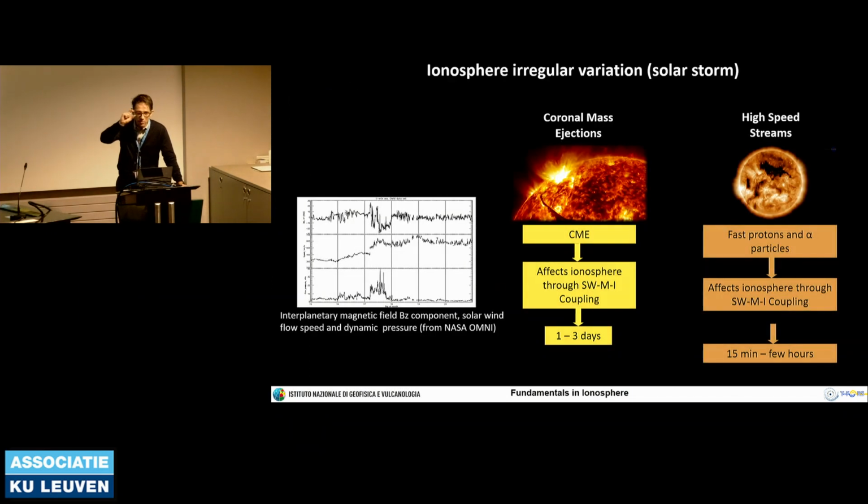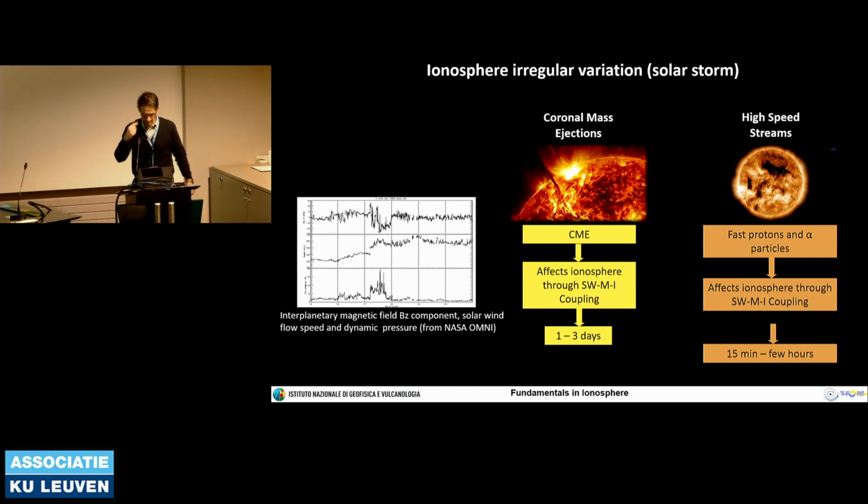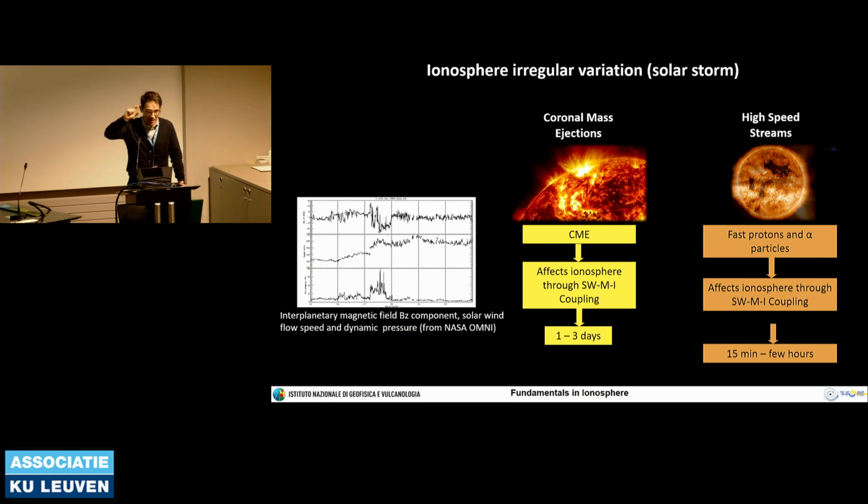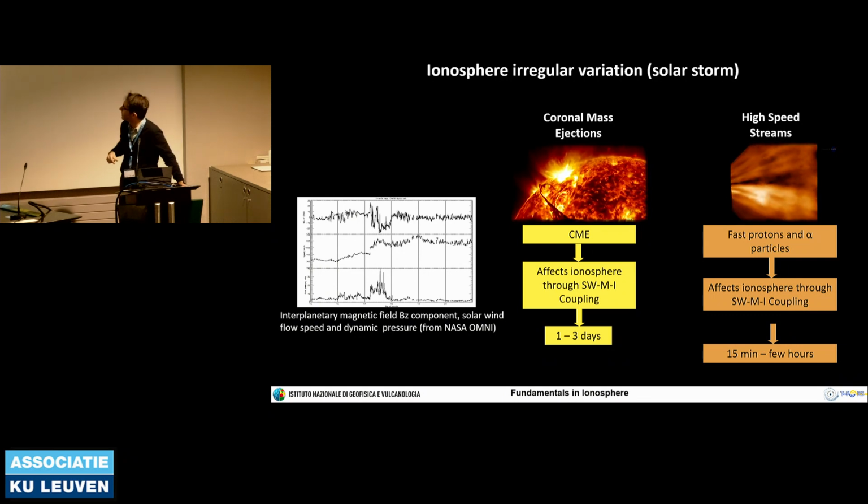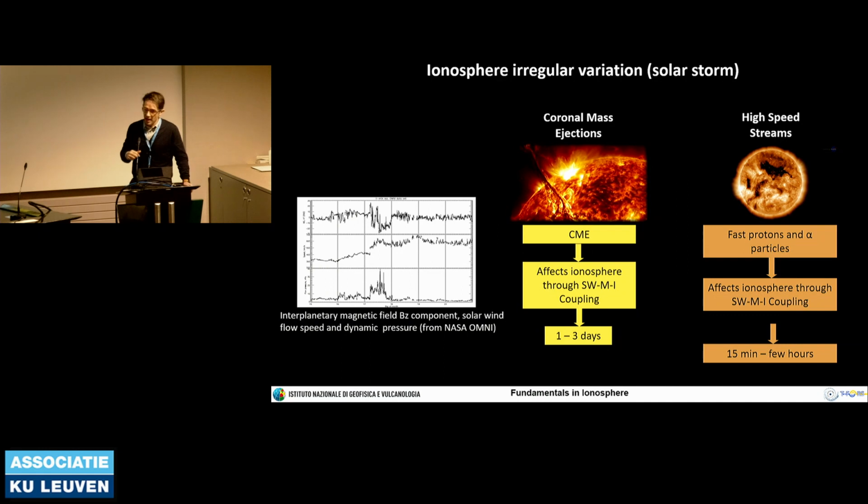You may also see jumps. I will put a slide for you. I don't have time to speak about it, but you can also see clear, fast jumps in total electron content. Let's go to the charged part of the problem.